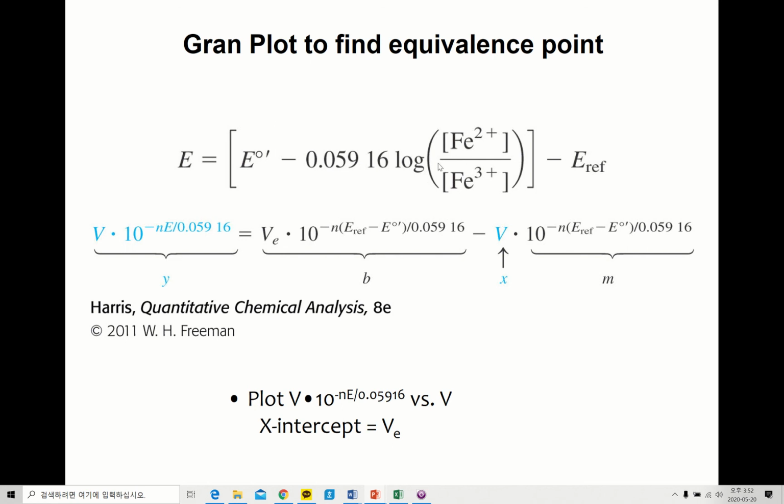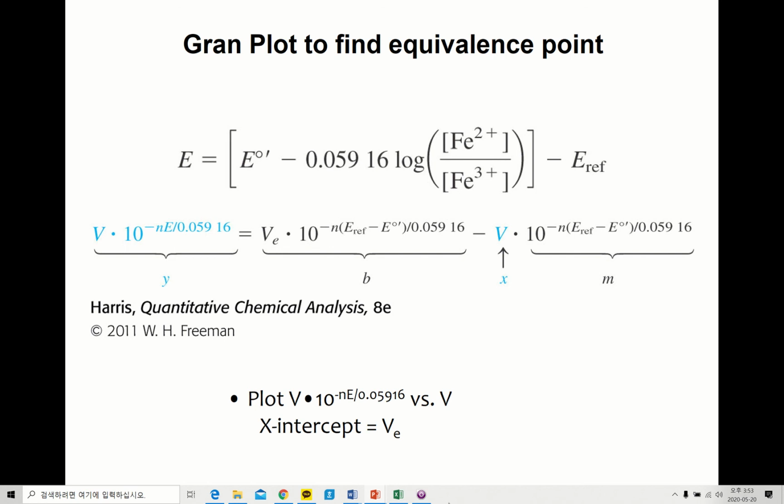Okay, but not using redox indicators in this case. The most accurate way, I think, is to simply construct the total titration curve, and then you can locate the equivalence point by taking the first derivative or second derivative. But that takes a long time.